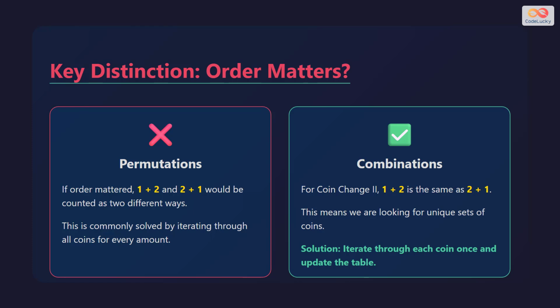A critical distinction to make is that order does not matter. 1 plus 2 is the same combination as 2 plus 1. If we counted those as different, we would be calculating permutations, which is not what this problem asks for. To ensure we only count unique combinations, we will iterate through our coins one by one.